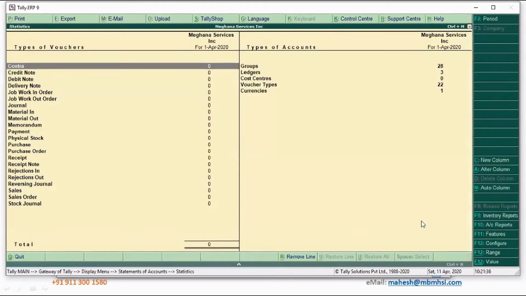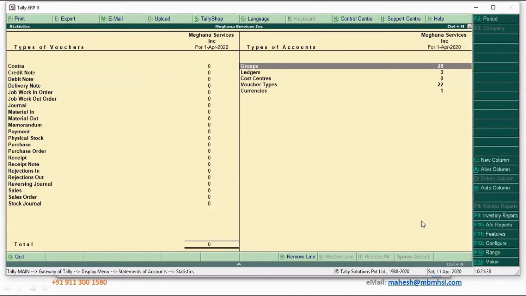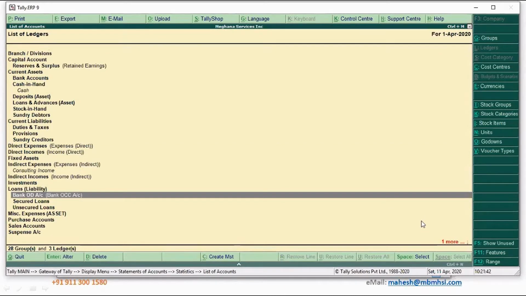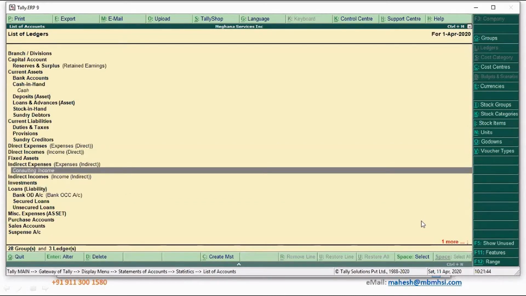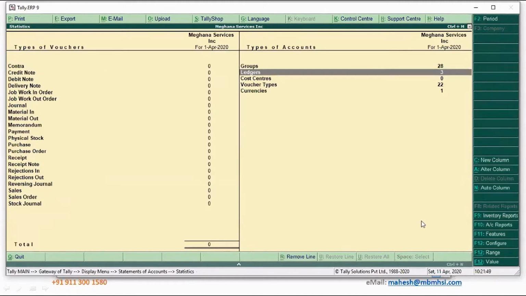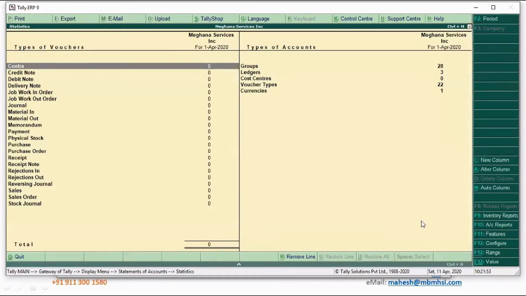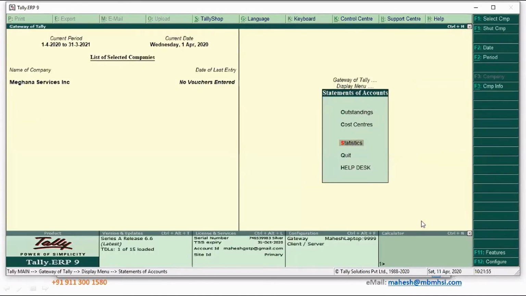I don't have any masters configured. I've just created one more ledger, consulting income, because this is the income ledger we wanted. Apart from that, there is nothing in this data. If you go to statistics, there are 0 transactions.